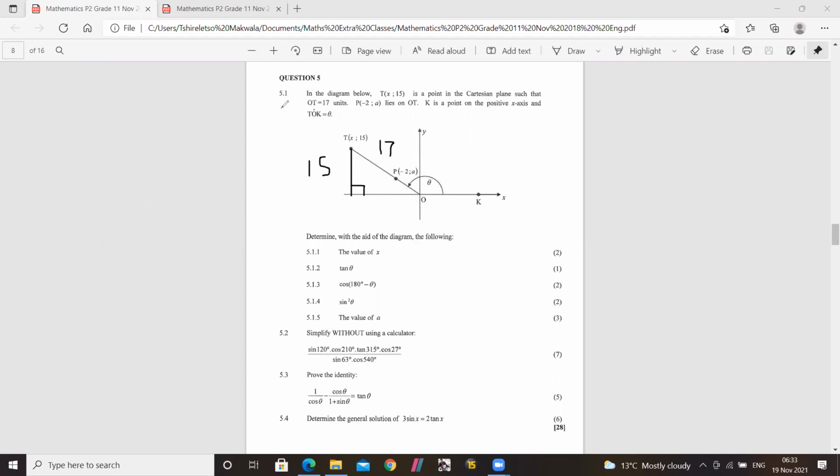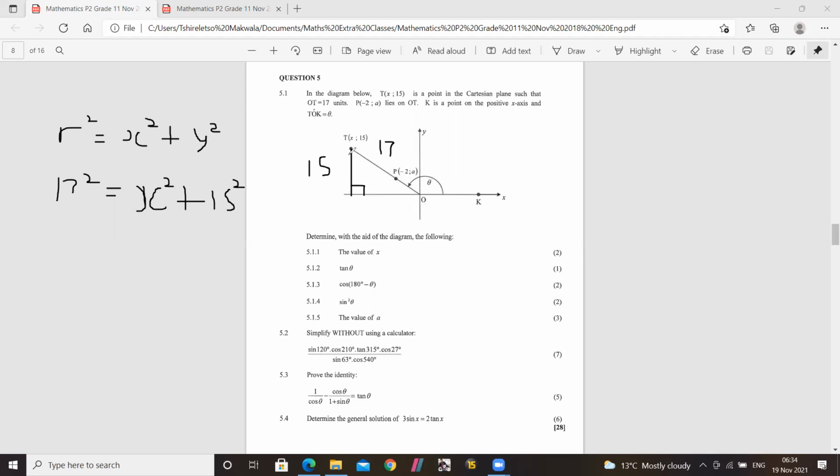So what you're going to say is r squared is equal to x squared plus y squared. Then here you substitute your 17. For x, that's what you want to find. Then for y you substitute 15 squared. Then you solve for x.